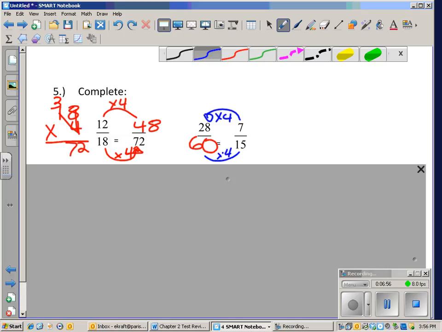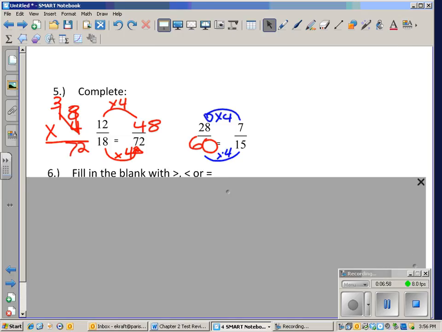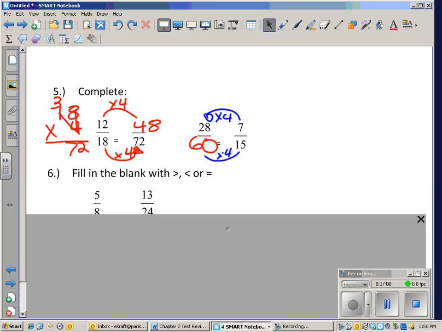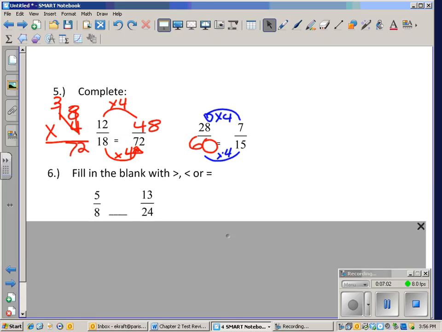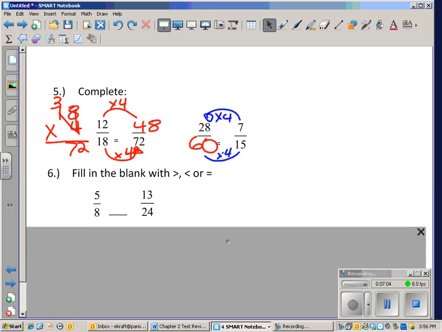Excellent work. Let's look at the next problem. And we're going to fill in the blank with greater than, less than, or equal to. These have different denominators, and it's really hard to tell on fractions which one's larger or smaller if they have different denominators. So do you think we can turn these into fractions that have the same denominator? Yes. Okay, how would you do that? What denominator would you like to choose for both of them to have?